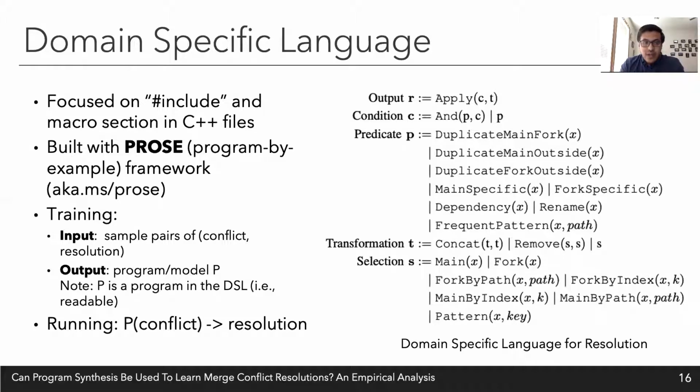This is our DSL. Our work is mainly focused on the 1 to 2 liners of changes in include and macro section in the C++ file. The input for the training is the conflict and the resolution, and output is the learned program. And for the resolution, the input is the conflict itself, and the output is a program that resolves the conflict.